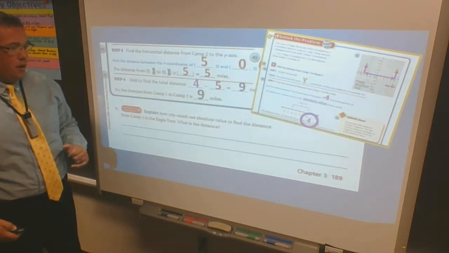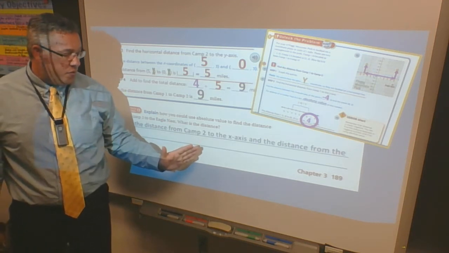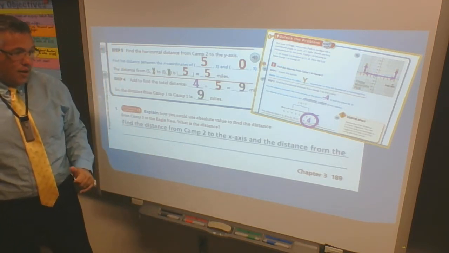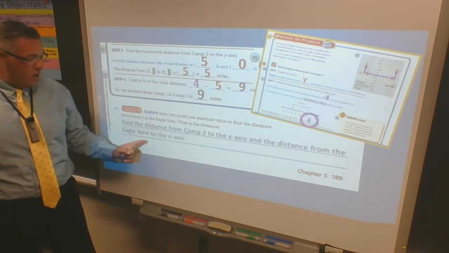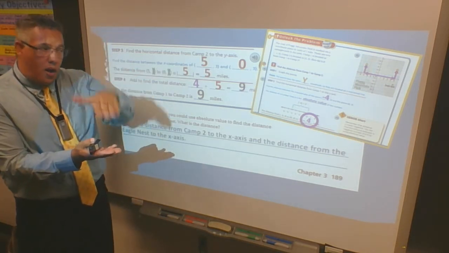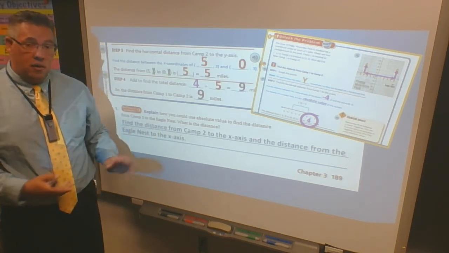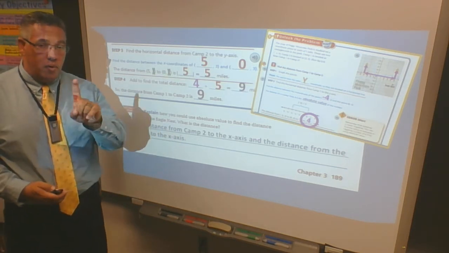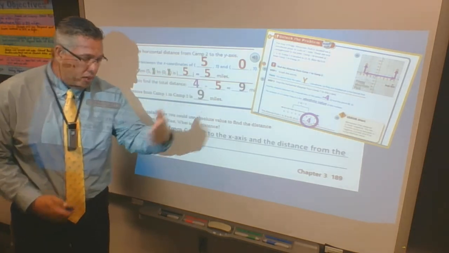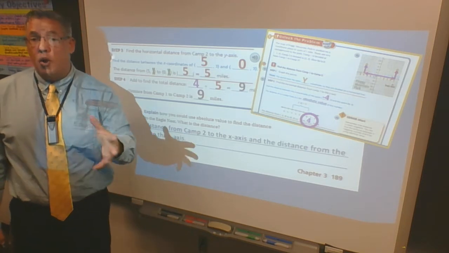So what would I do? Well, we're going to find the distance from camp 2 to the x-axis and the distance from the eagle's nest to the x-axis. I got to find the distance going up and the distance going down from the x-axis. Pause the video, write that down before you move on, and don't get frustrated that I'm going to keep teaching. So if I know that's the process I'm going to do, then I just show that work.